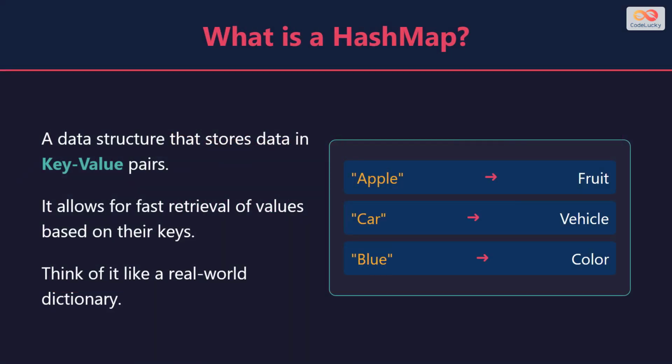First, let's define what a hash map is. It is a data structure that stores information in key-value pairs. This structure allows us to retrieve a value almost instantly if we know its key. You can think of it like a real-world dictionary where you look up a word to find its definition.